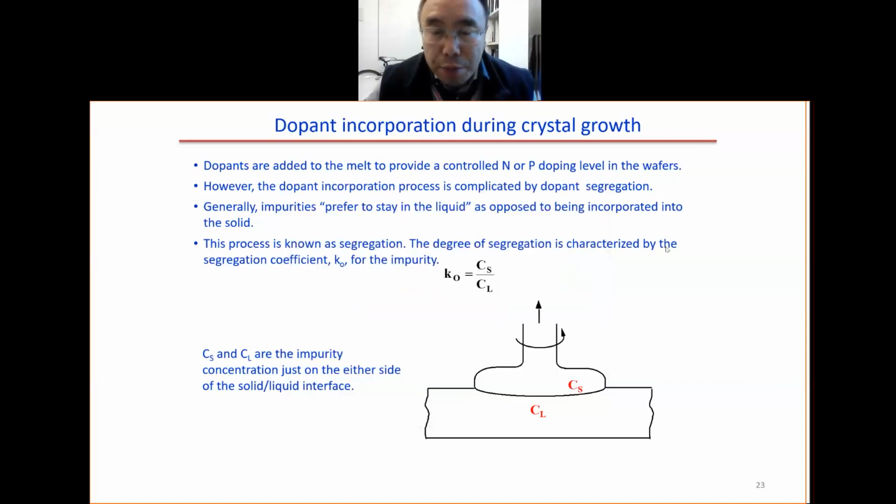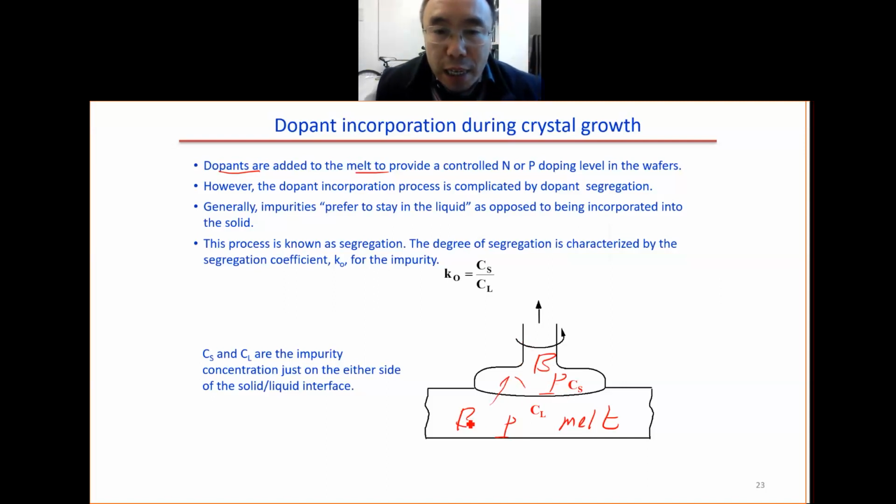Okay, so last time we talked about how to make single crystal silicon. Now we will look at how to dope the silicon. The dopant can be added into the melt to provide the doping. For example, if we add boron or phosphorus to the melt, the boron and phosphorus will come into the solid, so the solid will also be doped with p-type or n-type doping.